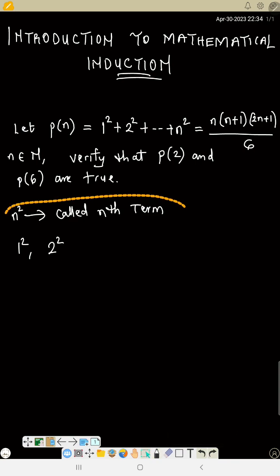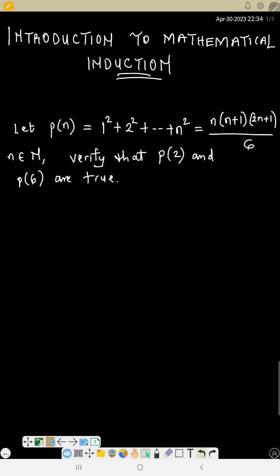Now for the left hand side, the sum of the first 6 terms, we want to confirm it with this right hand side, to see whether it is true or not. To verify this, we need to do the two one by one. So now verify that P2 is true first.